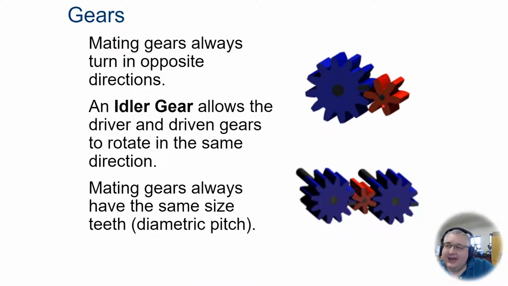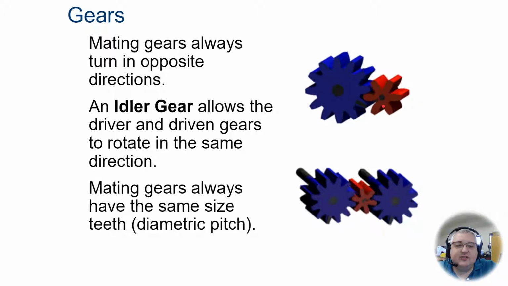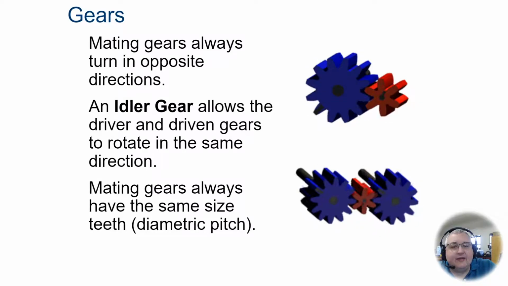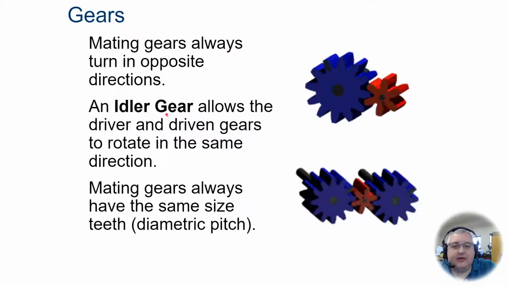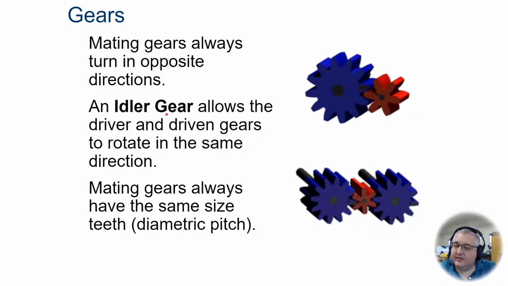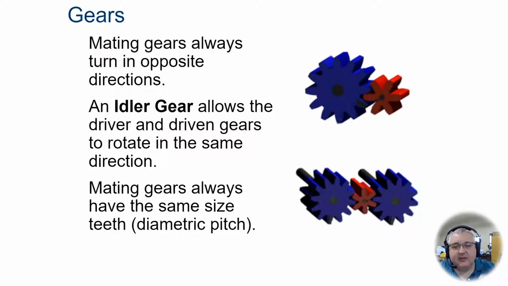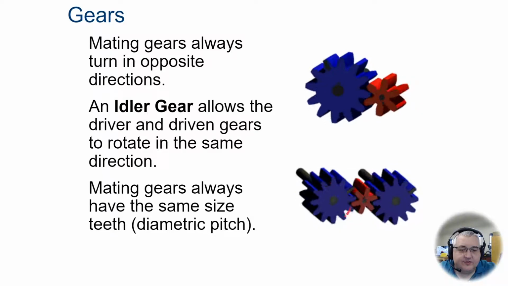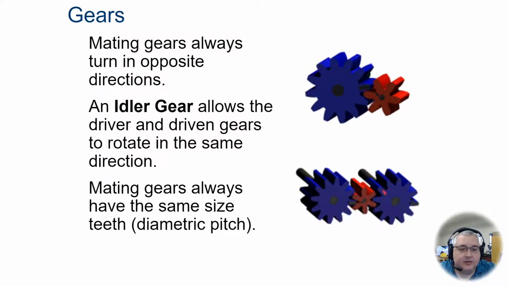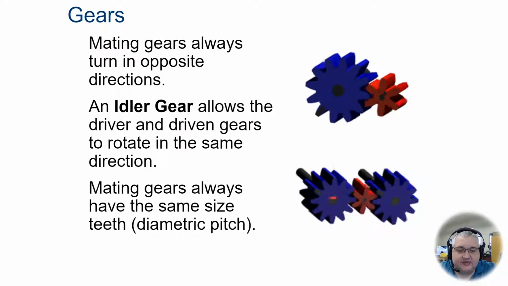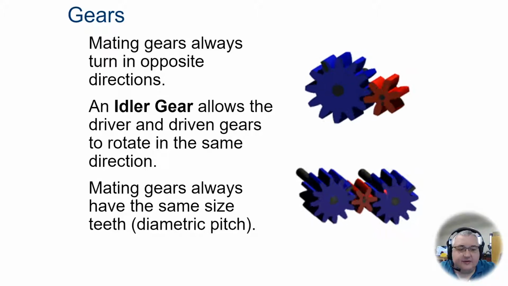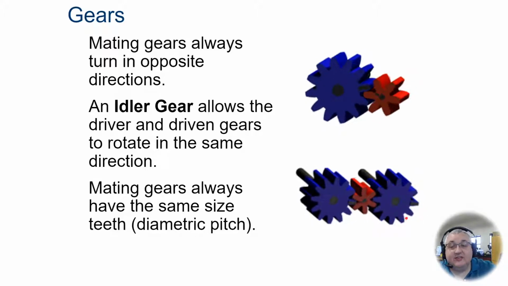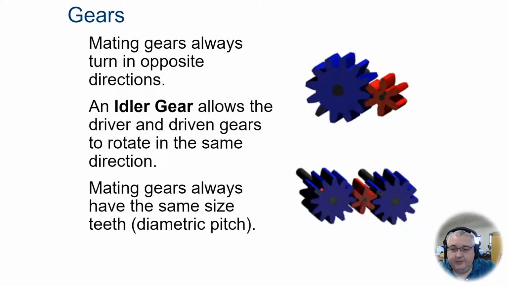Occasionally you want them to turn together. And so you might put an idler gear right here, that allows the driver and the driven to rotate in the same direction. So we have an idler gear here. This one turns clockwise, and if we say this is the driver, this is the one that has power, this is the idler, and this one is also turning in the same direction, but it's the driven because power is coming off of this shaft.